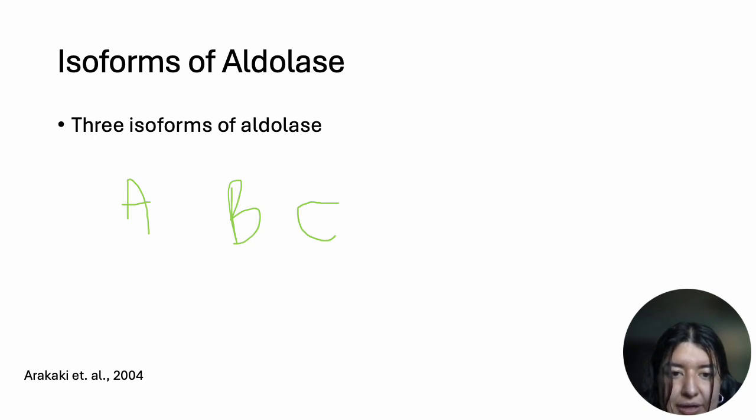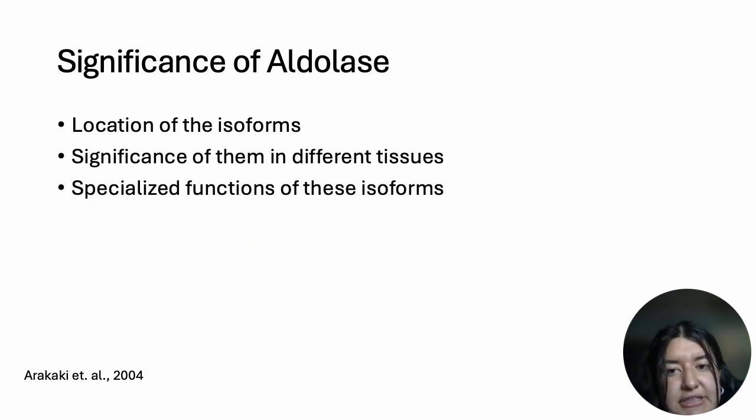Aldolase A is mainly found in muscle tissue and red blood cells, where it plays a part in energy production during anaerobic conditions. Aldolase B is mainly expressed in the liver, kidney, and intestine. It is important for fructose metabolism and gluconeogenesis, helping the body respond to dietary changes. Aldolase C is predominantly found in the brain and plays a role in energy metabolism in neural tissues, providing support for high energy demands of neuronal activity. Now, the significance of aldolase isoforms lies in their distinct expression patterns and specialized functions across various tissues, which are crucial for adapting to the specific metabolic needs of those tissues.